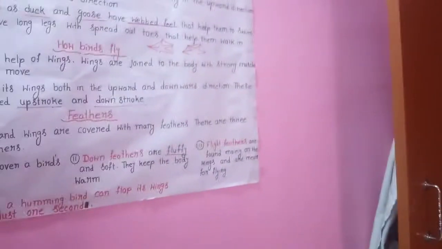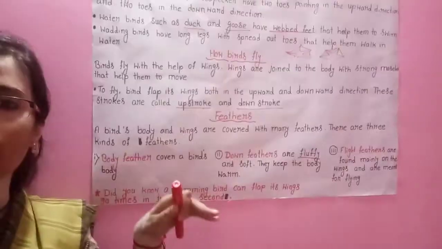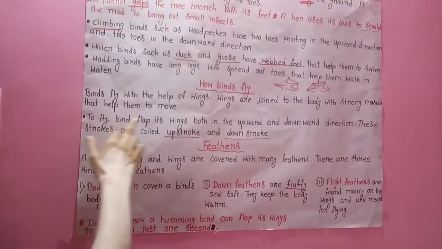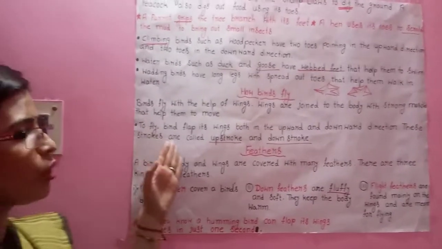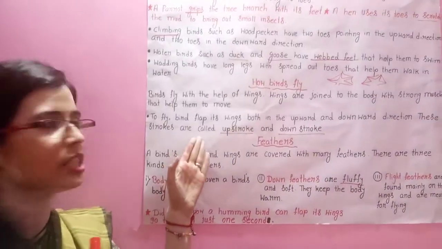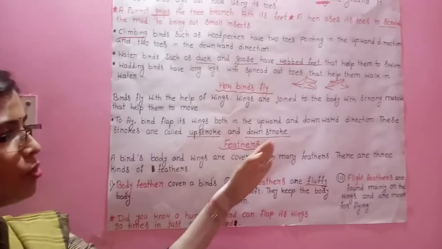Next, when birds fly, they flap their wings. Flap means moving in an upward and downward direction. They flap their wings upward and downward. These upward and downward strokes are called upstroke and downstroke.